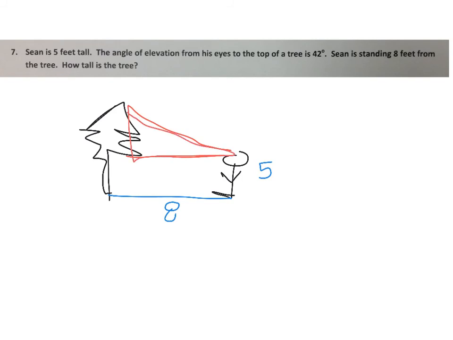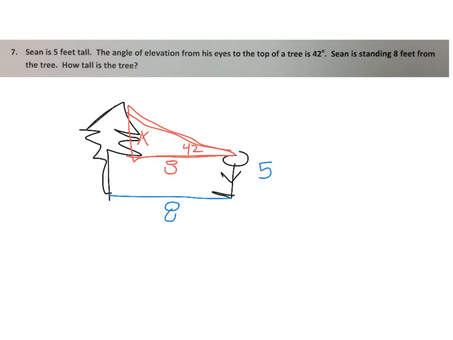So what's important right now is that red triangle. Angle of elevation is always going to go in the bottom corner. So there's our 42 degrees. I know that the base of our triangle has a length of 8. And I eventually want to know how tall the tree is. So I'm going to put the X on the height of my triangle.